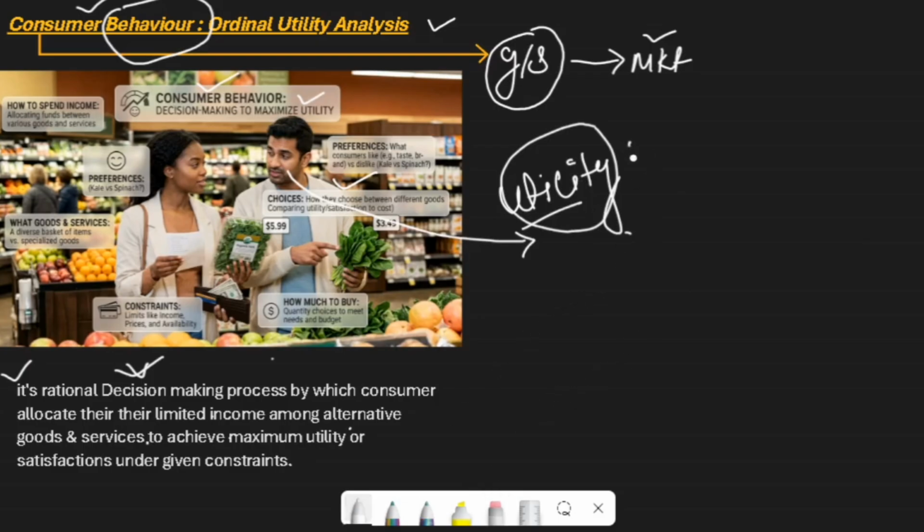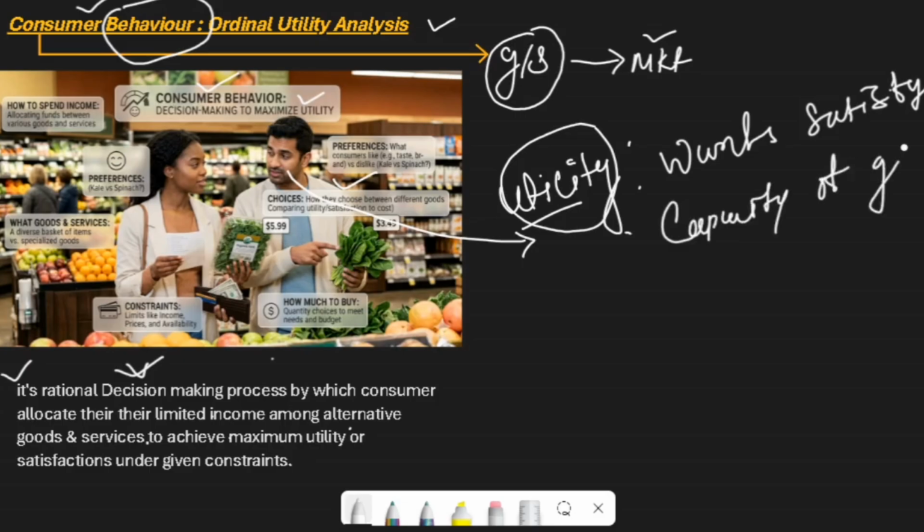What is utility? Utility refers to the want satisfying capacity of goods and services. I am using a laptop because the laptop possesses some want satisfying capacity. I am using a chair because the chair has some utility value.